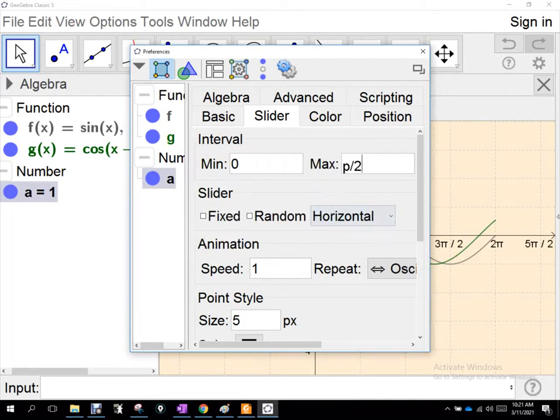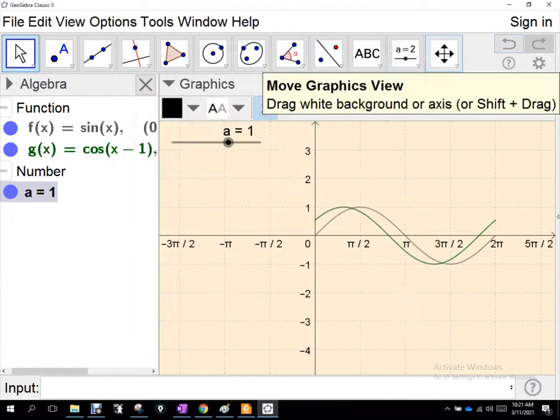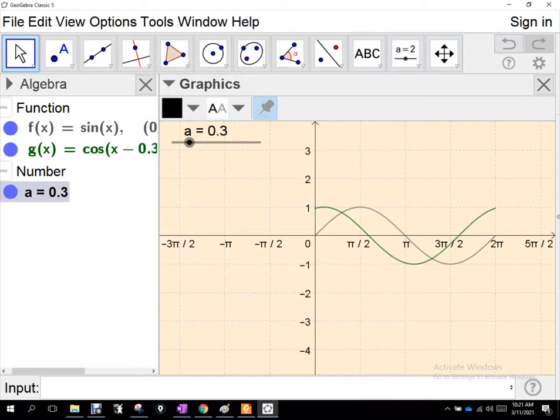Pi over 2. Okay. So I get this thing to go to 0, so that's the cosine function, right? If I move it to the right pi over 2 units, does it become the sine function? That makes sense? What is pi over 2 as a degree?